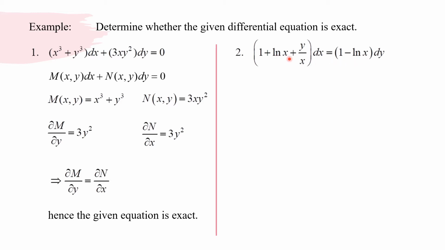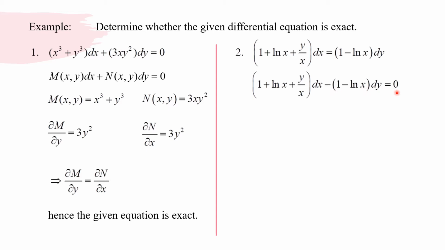Now to determine whether this equation is exact or not, it's important that we rewrite this equation in the general form M of xy dx plus N of xy dy equals 0. In other words, we need to shift this part of the equation to the left side, so that we get (1 plus ln x plus y over x) dx minus (1 minus ln x) dy equals 0.